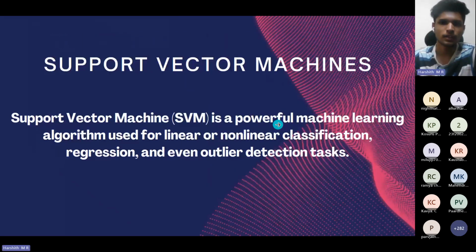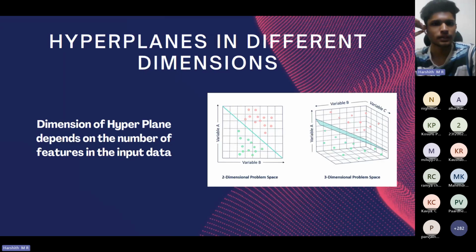Yeah, there is a concept called hyperplane in support vector machine. What this hyperplane means is, so these are your features. You'll have feature A, feature B. You'll plot a point for each sample, and you'll get a set of points like this. These red points belong to one class, and green points belong to the other class.